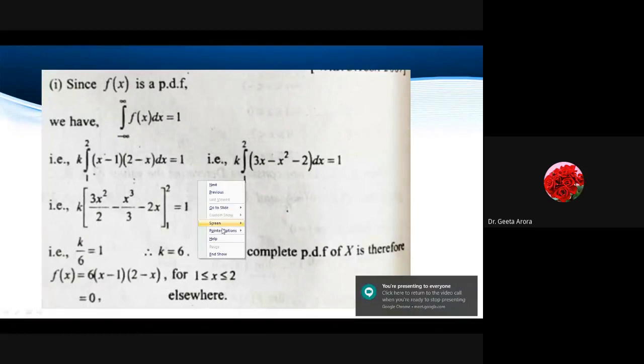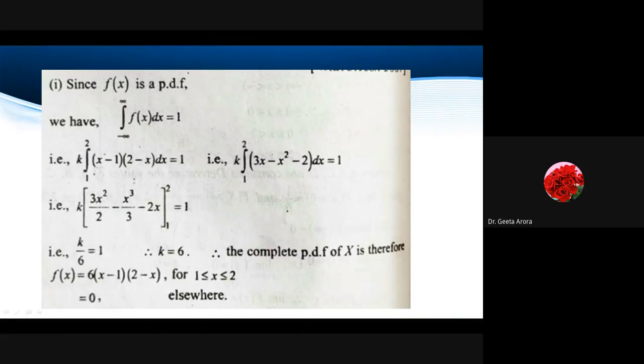So what we have discussed is, you might be done with the integration. We have the limits from 1 to 2. So if I substitute here, first the value of x as 2 and then 1, and on simplifying it, we get k/6 equal to 1. So from here we can say the value of k is 6.